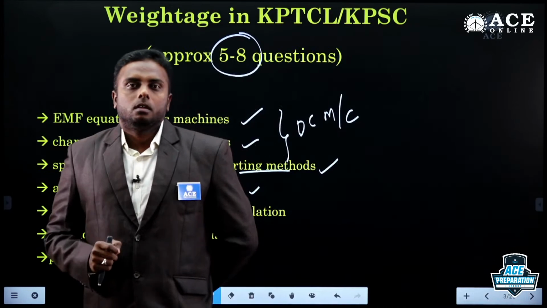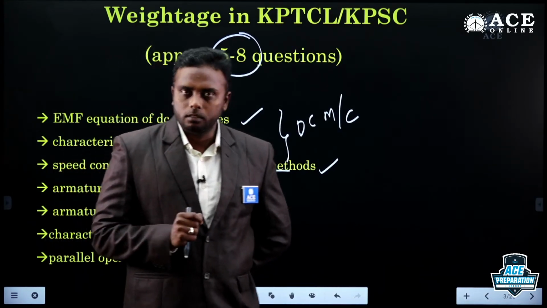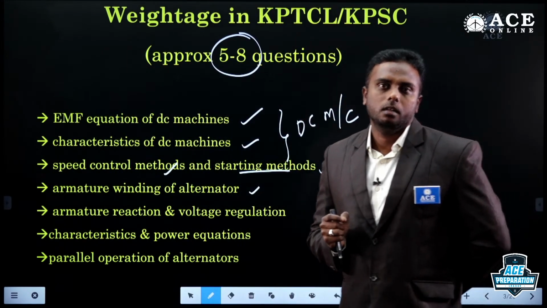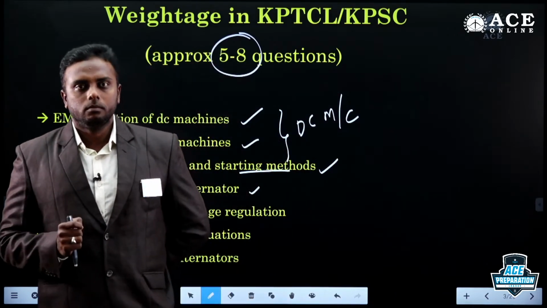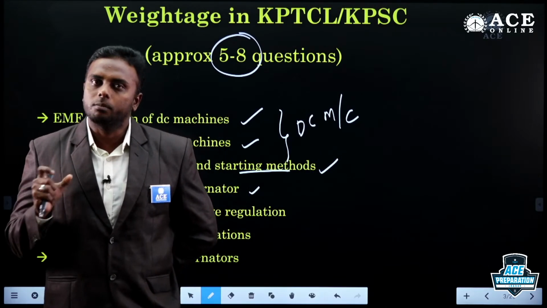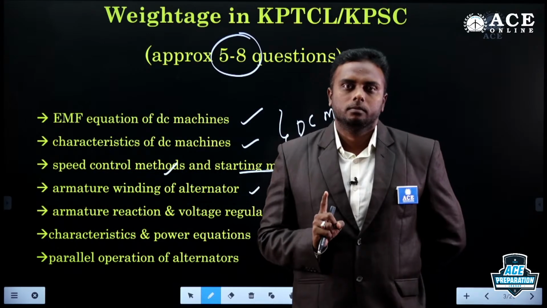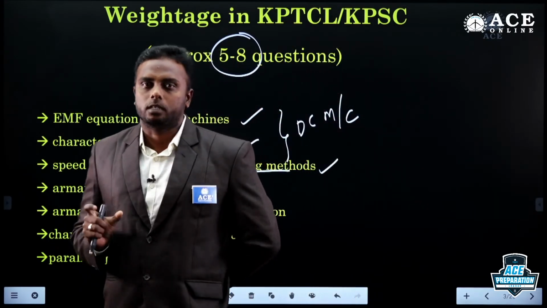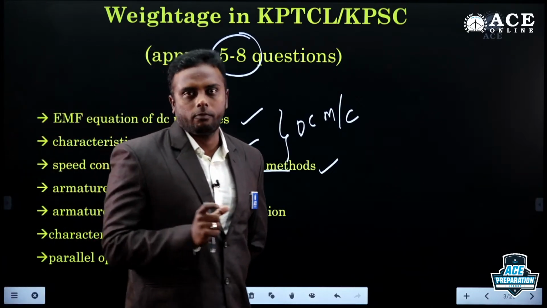Whatever the armature winding we are using in synchronous machines, maybe generator or motor, what is that? Distributed winding and short pitch winding. Why do we distribute? Why do we short pitch? To eliminate harmonics in the EMF equation, we are using distributed winding and short pitch winding. So there are some questions based on pitch factor or distribution factor, and the product of these two we call winding factor.